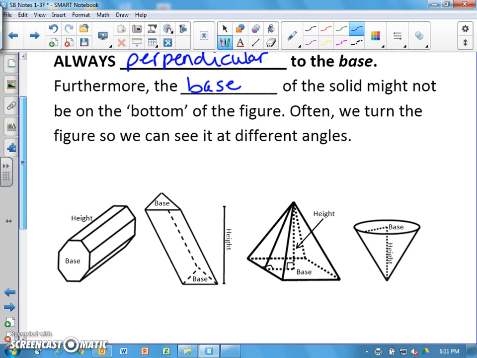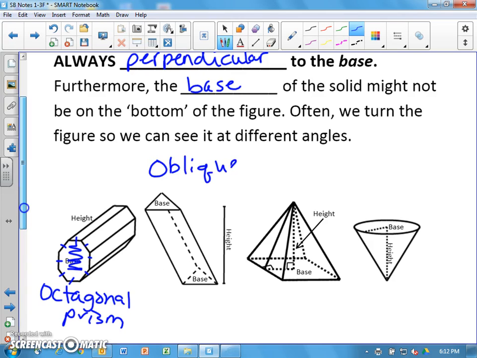When we look at this, on the bottom we have 1, 2, 3, 4, 5, 6, 7, 8 sides. So this is an octagon. I have 2 of those, but this is my base. So this is an octagonal prism. Here, my bases are the triangles. This is one that we would call oblique, because you see how your height has to be outside the figure for it to be perpendicular to your base.